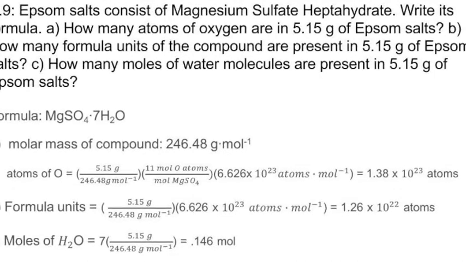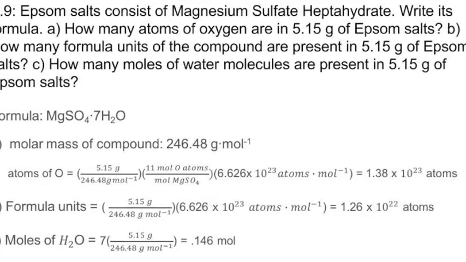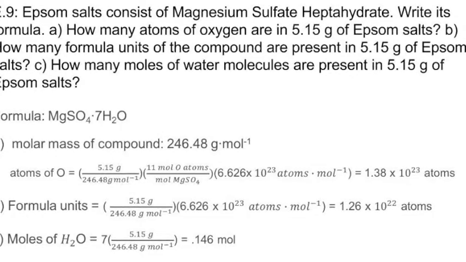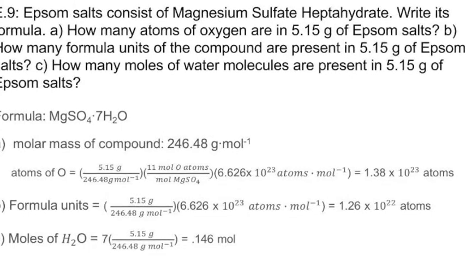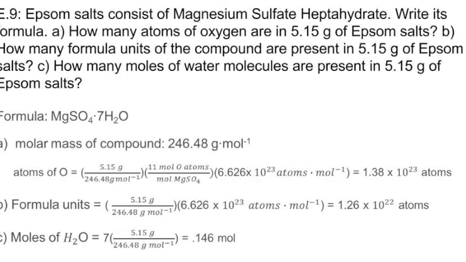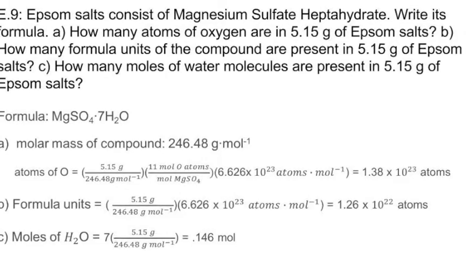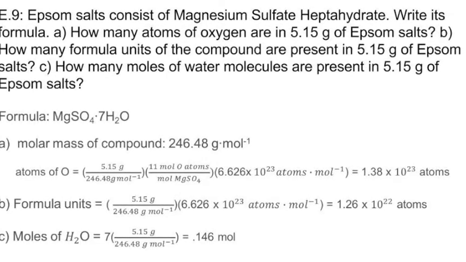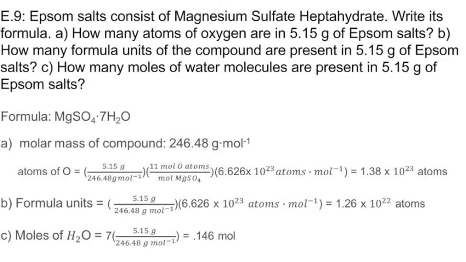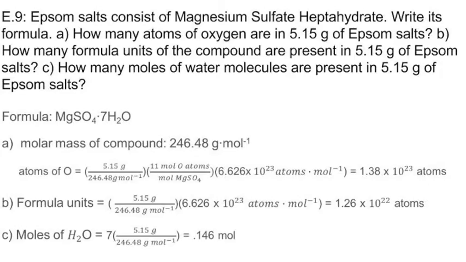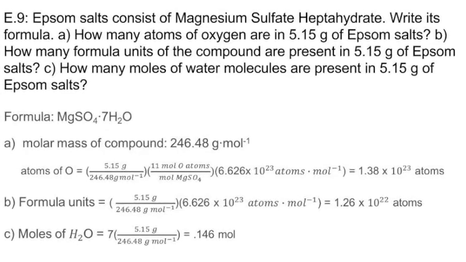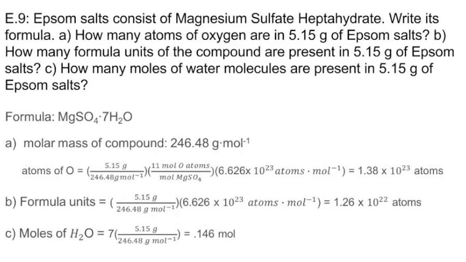So first we're going to find the formula, which is MgSO4·7H2O. And then we're going to go to part A, where we found the molar mass of the compound, which is 246.48 grams per mole. So to find the atoms of O, we're going to start out with 5.15 grams, which will be divided by 246.48 grams per mole. And then this will be multiplied by 11 moles of O atoms, which you find from the compound, where 4 O and 7 O come out to 11.